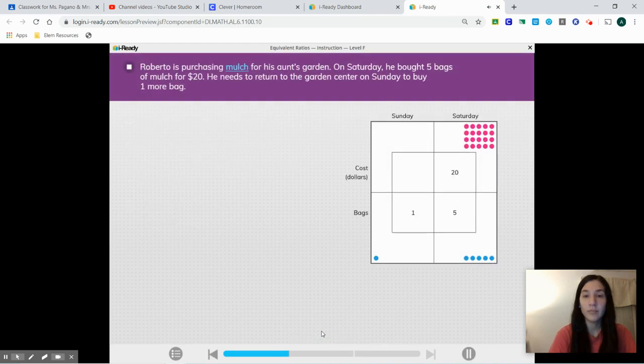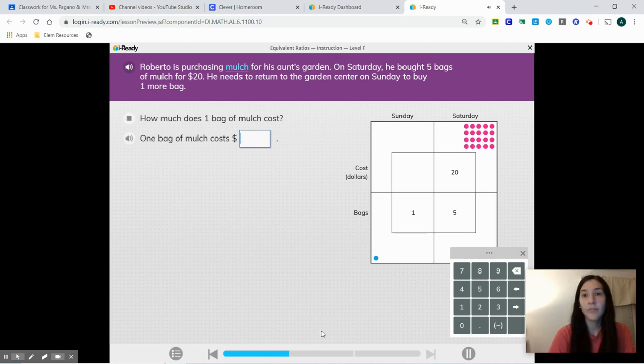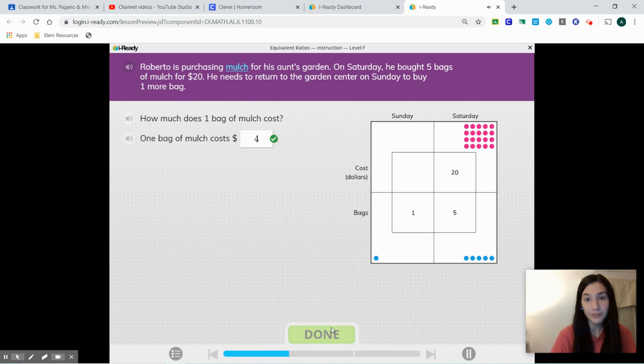Roberto is purchasing mulch for his aunt's garden. On Saturday, he bought 5 bags of mulch for $20. He needs to return to the garden center on Sunday to buy 1 more bag. How much does 1 bag of mulch cost? Okay, so he spent a total of 20 and we know that he bought 5 bags, we want to divide to see how much 1 bag costs. So we know that $20 divided by 5 bags would mean that 1 bag costs $4. We're going to type that in. Great.